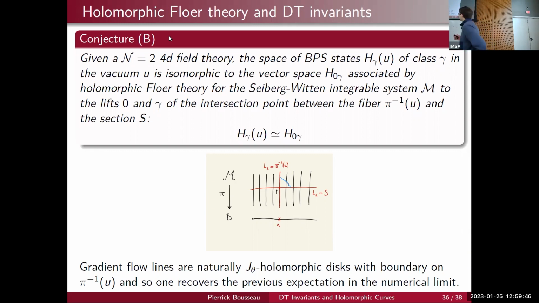So now the expectation is that if you are at the point U in the base, the space of BPS states, H gamma of U, is actually the space attached by Floer theory to these two Lagrangians, when you consider the lift of gamma in this cover. And somehow you can check that it reduces to the first story. There is some small geometry you need to think about: in Floer theory for these two Lagrangians, the generators are gradient flow lines, because these two Lagrangians can naturally be viewed as generated by holomorphic disks with the boundary of the chosen class.